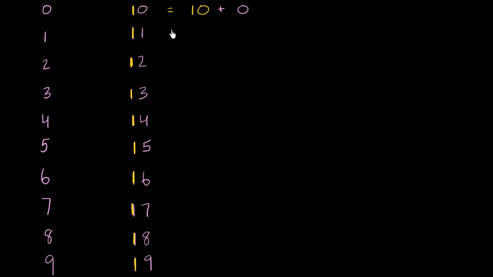So 11 is equal to, so this 1, the yellow one, represents 10, and then this pink one represents 1. And then 12. 12, this yellow one represents 10, and then this pink 2 represents 2. Or you could think of it as this yellow one says this is 1 ten. So we have a 10 right over there, and this is 2 ones. And you have 2 right over there. And we can keep going. I think you see the pattern.